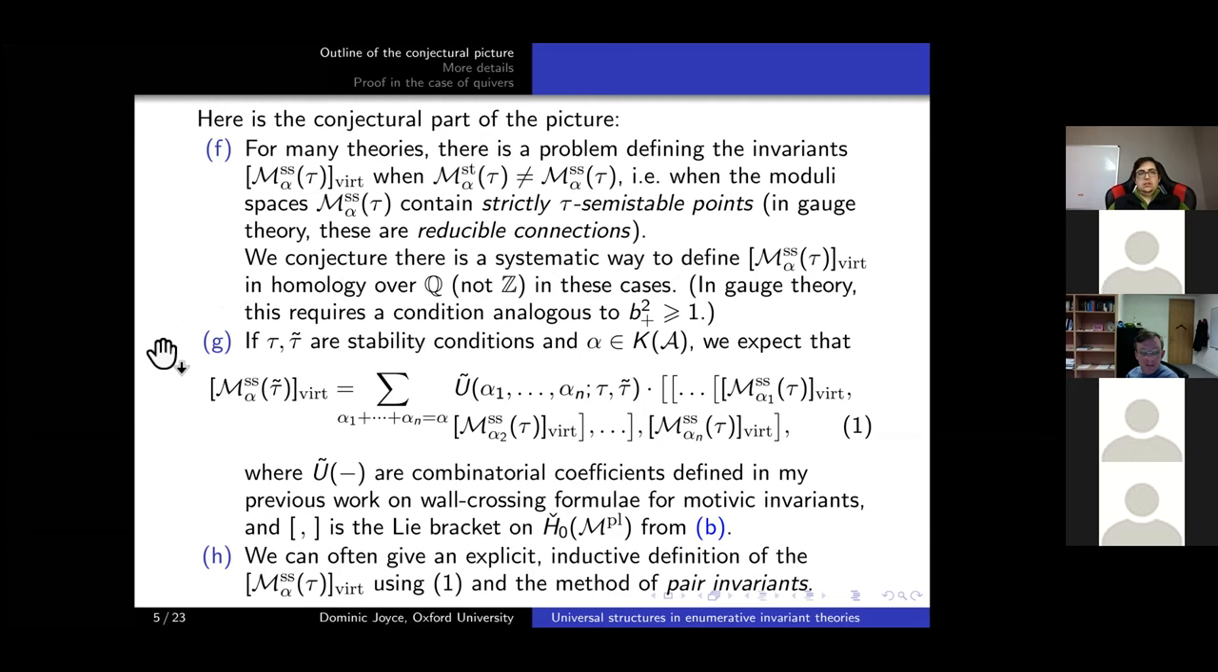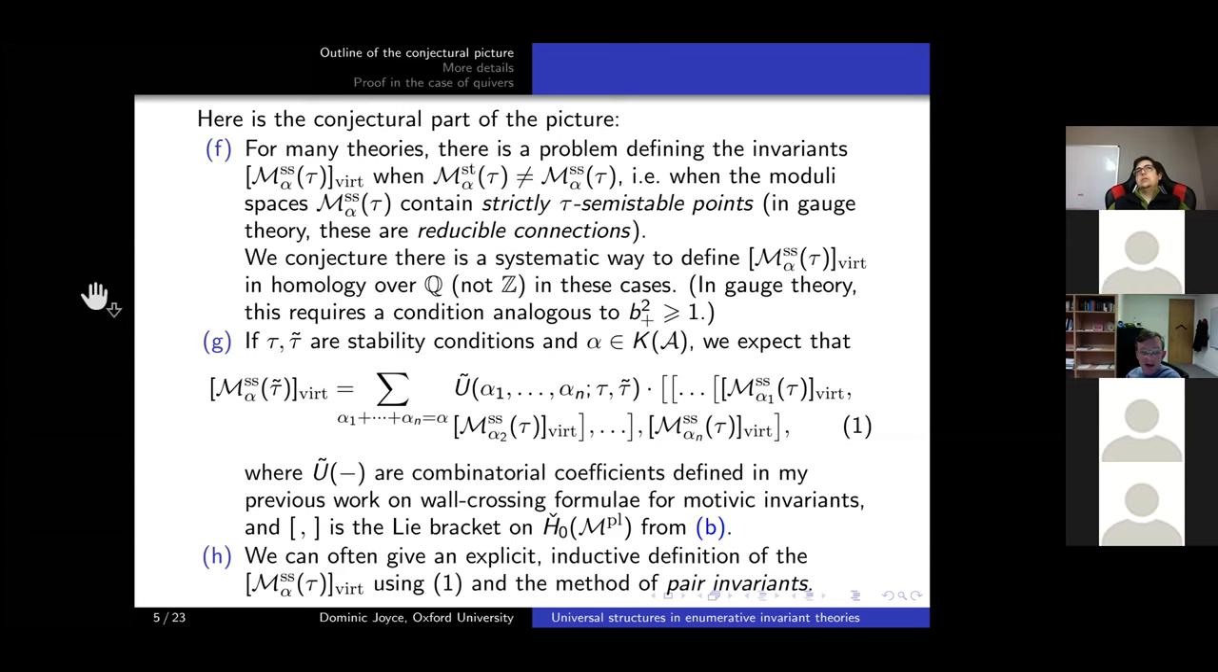Secondly, I claim that if you have two different stability conditions, and alpha is some class in your K-theory, then there is a wall-crossing formula. I'm really thinking about these virtual classes being my invariants. If you prefer, you could think about the invariants as numbers you get by integrating cohomology classes over your homology class. But from my point of view, it's easier to think about the homology classes themselves as being the invariants.